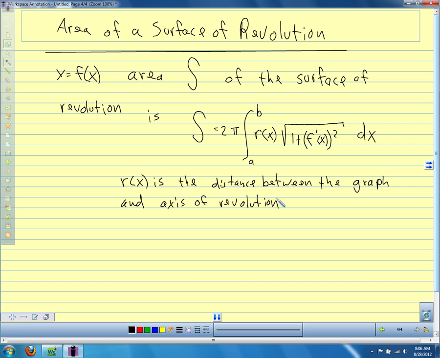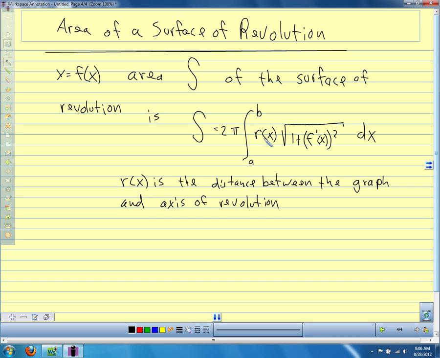Depending on how you're revolving the graph, depending on what the configuration is, r of x is just that radius of revolution. If we have y equals f of x, we want to express that radius as a function of x. That's what r of x means. I just think of it as the radius of revolution as a function of x.